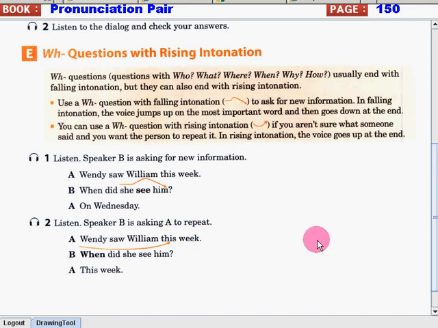Okay guys, now that you already know the rule, make sure that next time you ask a question using a WH question, you follow the proper intonation. Again, when you are using WH questions, the intonation will fall down at the end if you're just asking for some information, and it will go up if you want the other person to repeat what he or she said. Now, to check if you really understand this, let's check our exercise here.